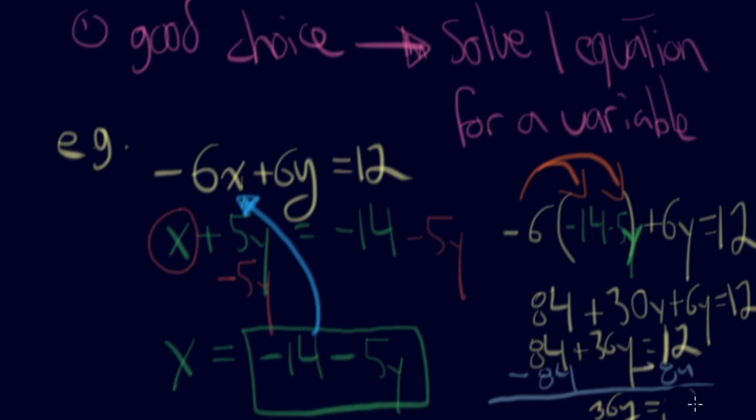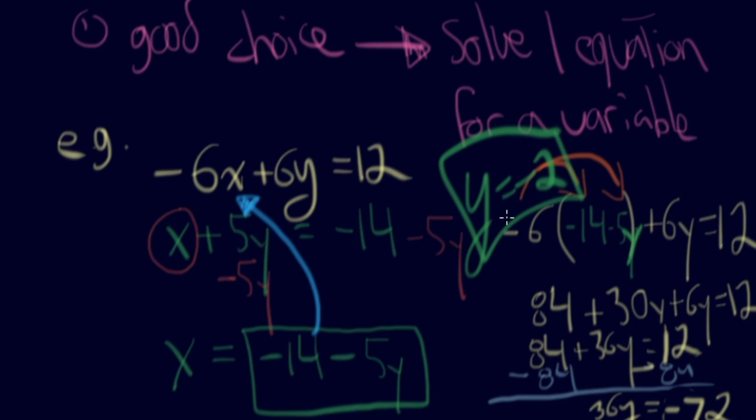Whew. Okay, you're probably screaming at the screen right now going like, no, Mr. Douglas, obviously it's negative 72. There we go. Divide both sides by 36. So divide both sides by 36. And hopefully you see that will be y is negative 2. Boom. There we go. Yay. Okay, so we have y equals negative 2.